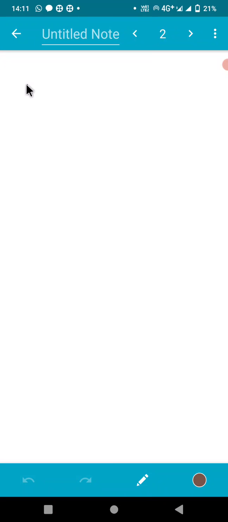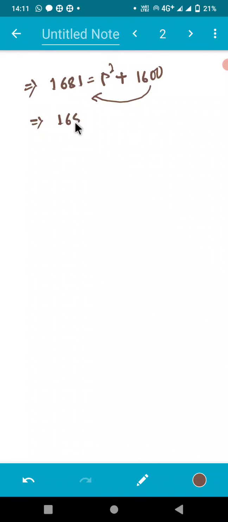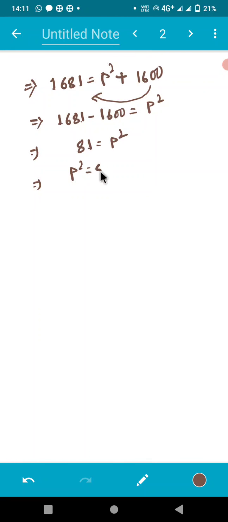Now 41 square we have what? 41 square would be 1681 and p square will keep it as intact, and 40 square means 1600. Now we'll take this 1600 towards this side. So it will look like 1681 minus 1600, that is equals to p square. This would be 81 equals to p square. Now we can write p square equals to 81 also.